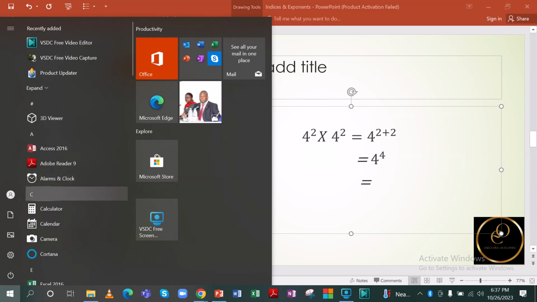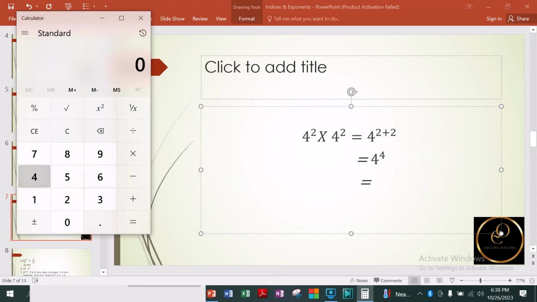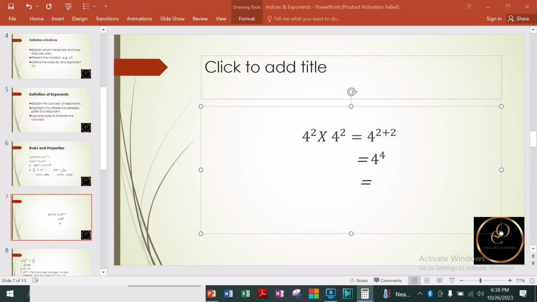It is equal to 4 times 4 times 4 times 4, because the degree is 4. So the answer will be 256. Okay, so that's how you resolve that using the first rule.